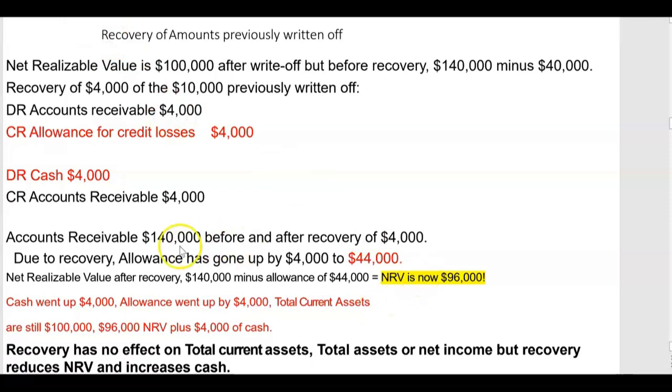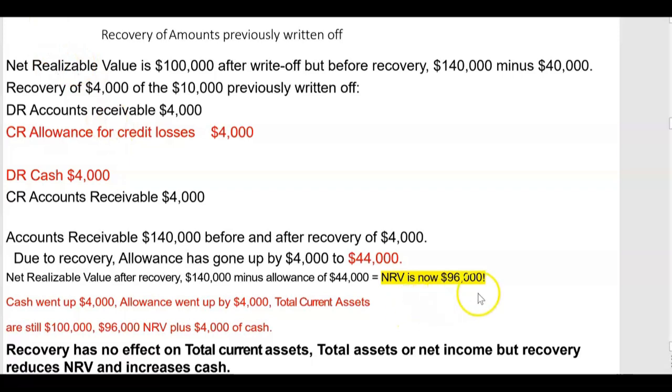So although the accounts receivable itself didn't change, the NRV dropped from $100,000 to $96,000. NRV after the write-off but before the recovery was $140,000 minus $40,000, or a total of $100,000. But after the recovery, NRV is now down from $100,000 to $96,000 because the $4,000 that was recovered increases the allowance. And when the allowance goes up, that's the contra asset, the asset goes down. So the NRV is down to $96,000, but the accounts receivable is still $140,000.